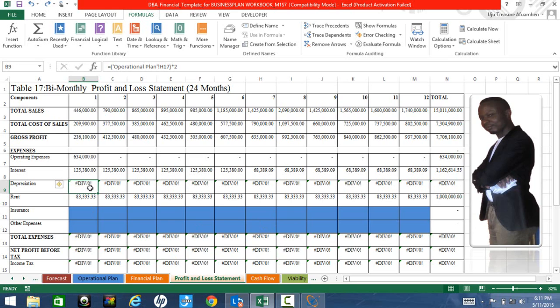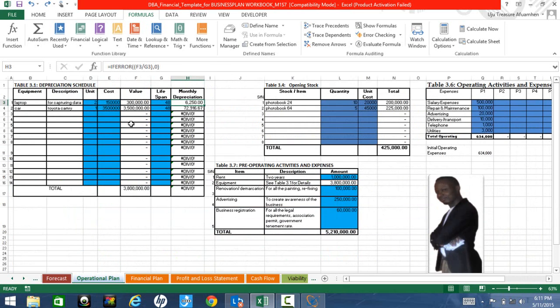Division by 0 is an error. So let's go straight now to the operational plan sheet and see how we can resolve this division by 0 problem. Come back. Now, wow. Coming back to the table 3.1, there is nothing that says that I must input into all the rows we have here. If the equipment I need for my work is just like 3 or 4, that should be enough.